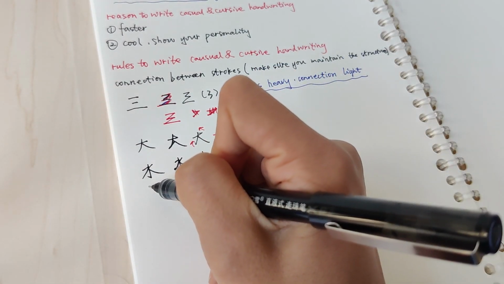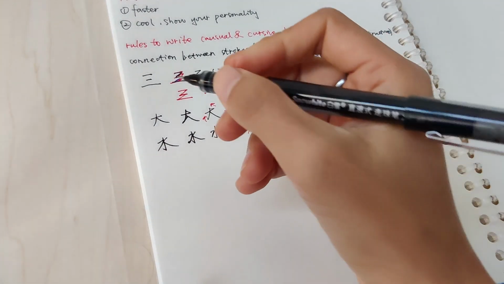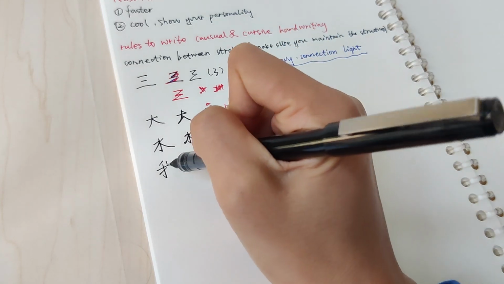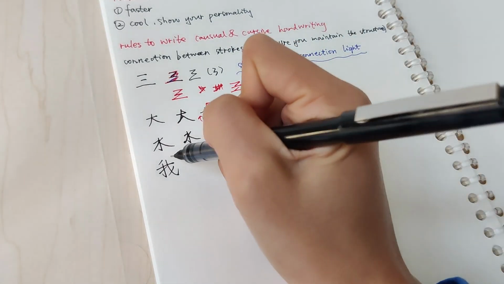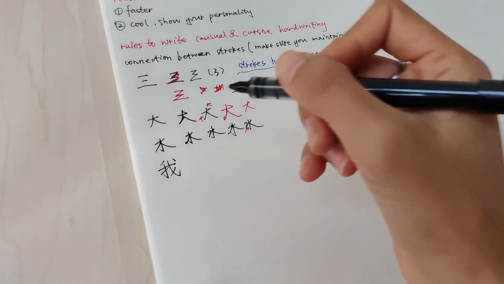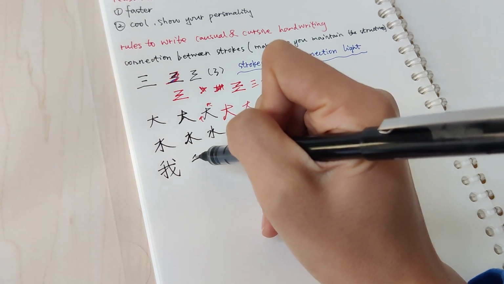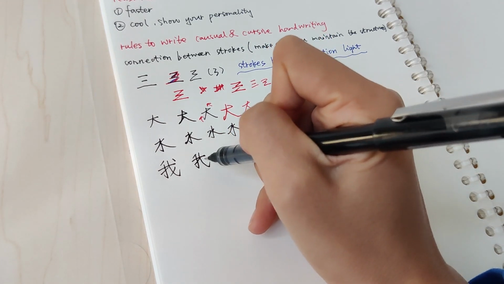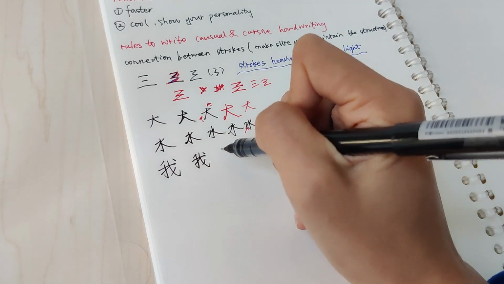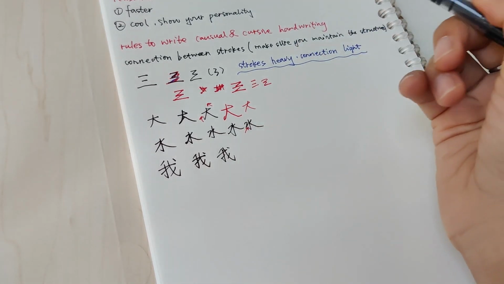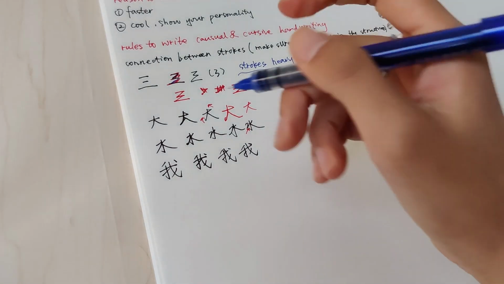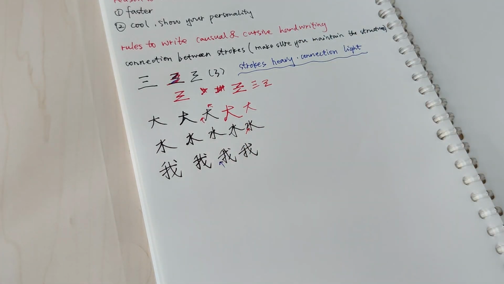Okay? To write it in a very standard way, we write 1, 2, 3, 4, 5, 6, 7. Let's try to connect all the strokes in a very natural way. We go 1, 2, 3, 4, 5, 6, 7. Okay, let me try to write it in a very quick way. That is, so you see, here is the little connection.